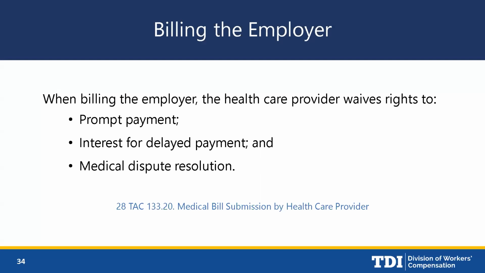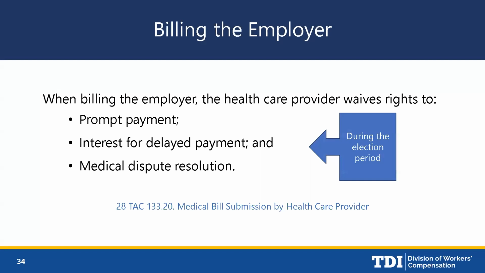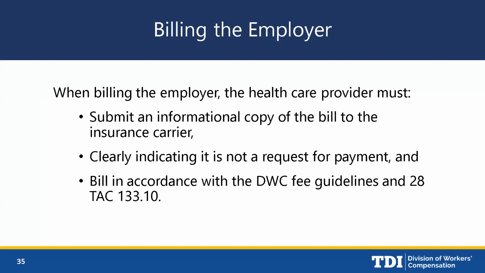When a healthcare provider elects to bill an employer, you waive certain rights. Those rights waived during the election period are prompt payment, interest for delayed payment, and medical dispute resolution. You can find this information in Rule 133.20. When you elect to bill the employer, you still must submit an informational copy to the insurance carrier. Even though sometimes the employers don't want you to do that, it is required. You must bill in accordance with the division fee guidelines and Section 133.10 required billing forms and formats.